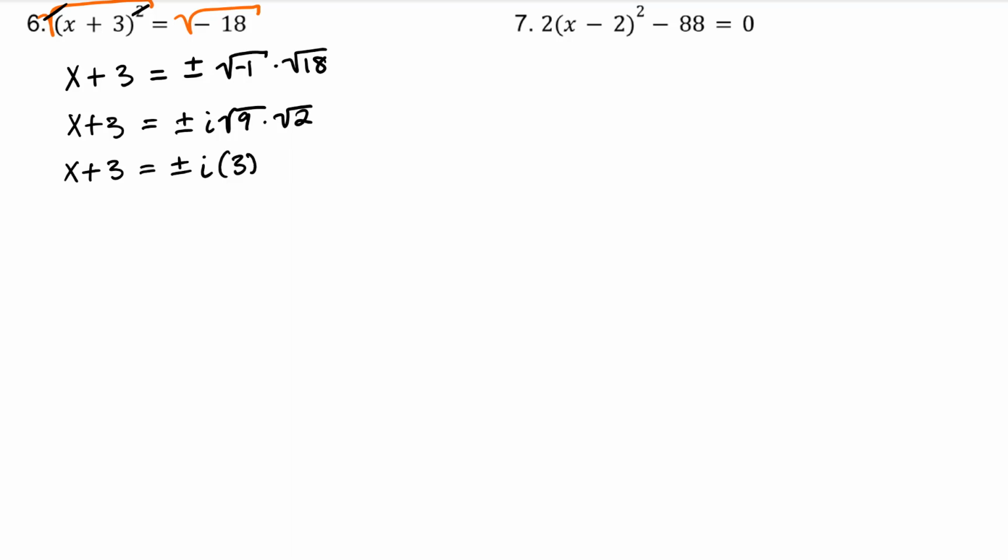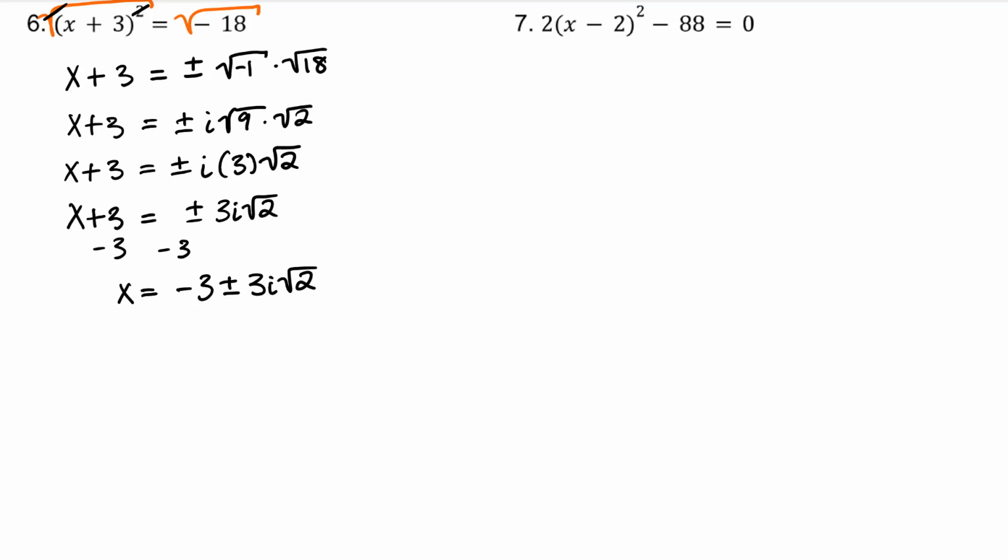The square root of 9 is 3. We write the 3 before the i and the i before the root. Our last step is to isolate x. I always write that number in front so the plus or minus is in between the two terms.